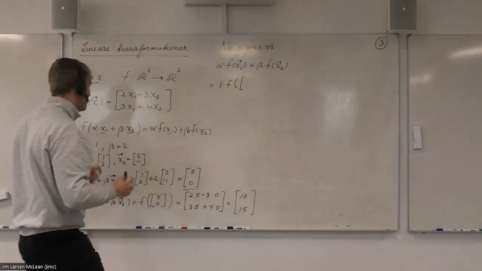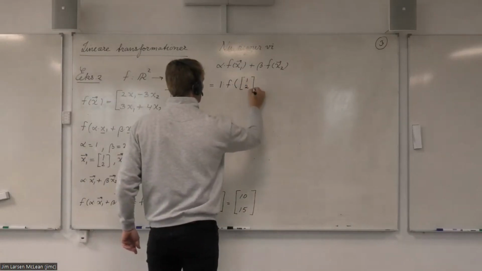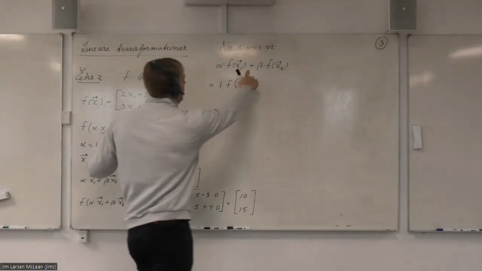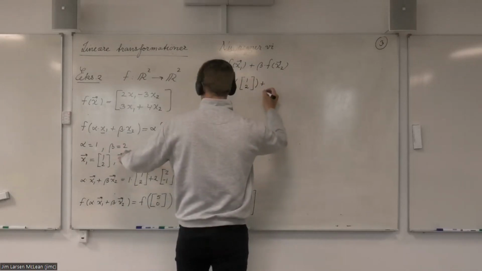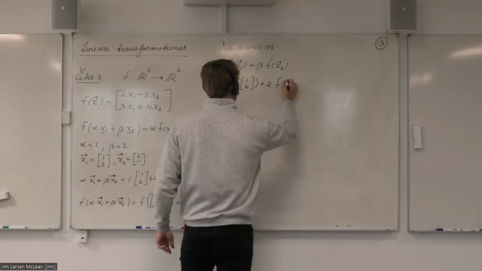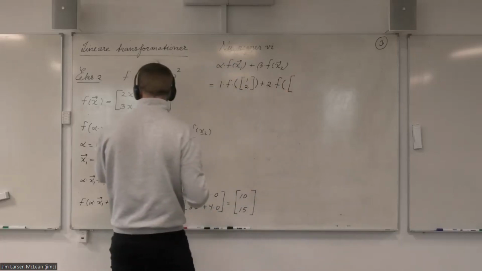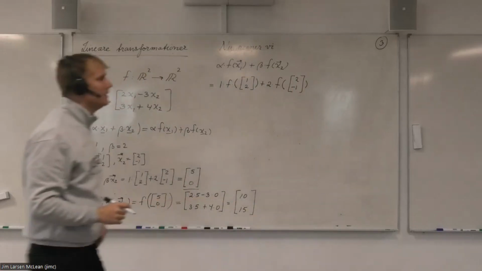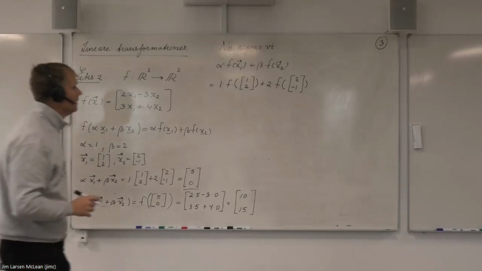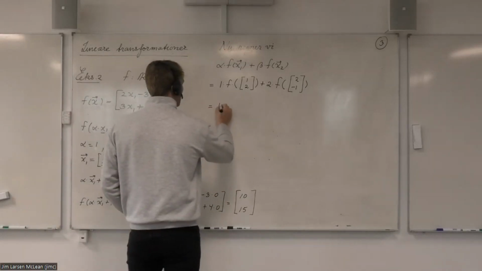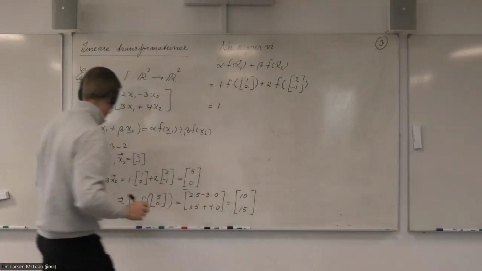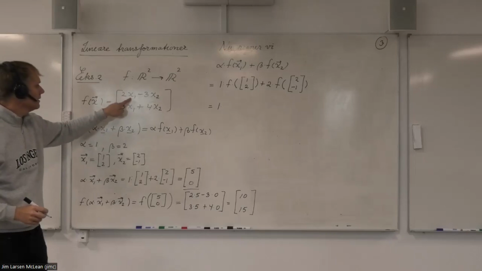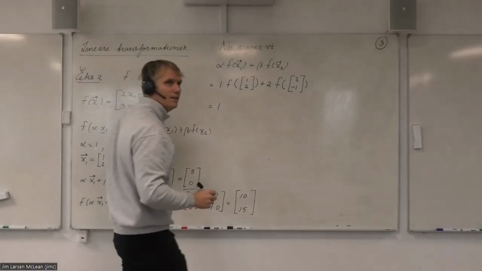That is f of 1 over 2. And then I have to say plus beta, which means plus 2. And then I need to take the image of the other vector I came up with, which is 2 over negative 1. And there we see what it results in. The image of that vector is found by saying 2 times x1 minus 3 times x2. That is how you send it off.